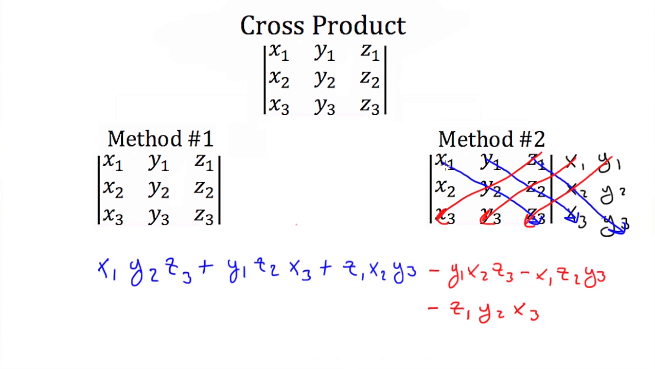So whenever you're going to the left and down on these diagonals, you subtract your product, and whenever you're going to the right and down, you add your product. All 6 of these terms together will get you the same answer as method 1. Now, you don't have to memorize both methods. You can use one or the other. Again, they'll both give you the same answer.